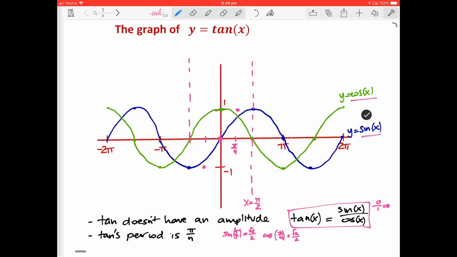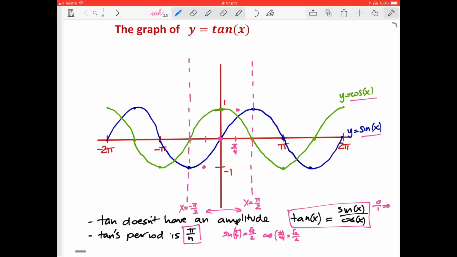So at this point here, we get x equals negative pi on 2. That's also undefined. Now this distance here to here is from negative pi on 2 to pi on 2. That's pi, which is what the period of tan is. In this case, it's pi on 1. So our period is pi in this case.